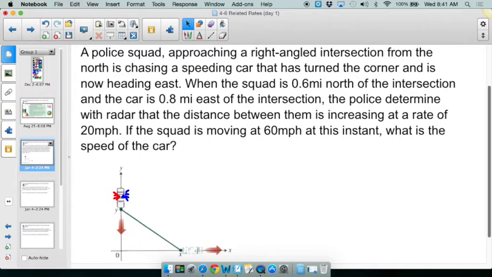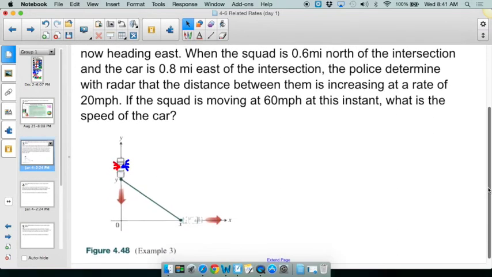What does that mean? Where is that represented on this picture? Hypotenuse, exactly. The distance between the squad and the car. Whenever they say the distance between two things, they are always assuming it's a straight line distance. So the squad is driving, pointing a radar gun at the car, and they're seeing the reading on the radar gun changing 20 miles per hour.